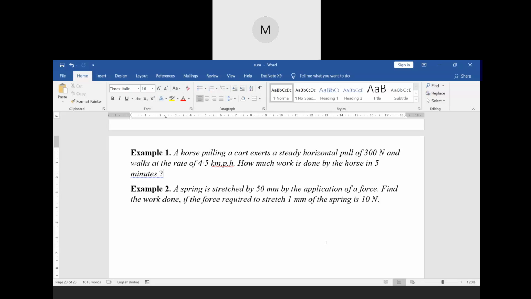Someone gave the answer as 25. Now look, here you'll have to take the average force. The force for stretching 1 mm is 10 Newton, so for 50 mm it will be 500 Newton. This is the amount of force required for stretching 50 mm. But in this case we have to consider the average force. Average force means 500 divided by 2. Then only you will get the average force. The displacement, you all know, is 50. So it will be 250 into 50, not 500 into 50. Okay?